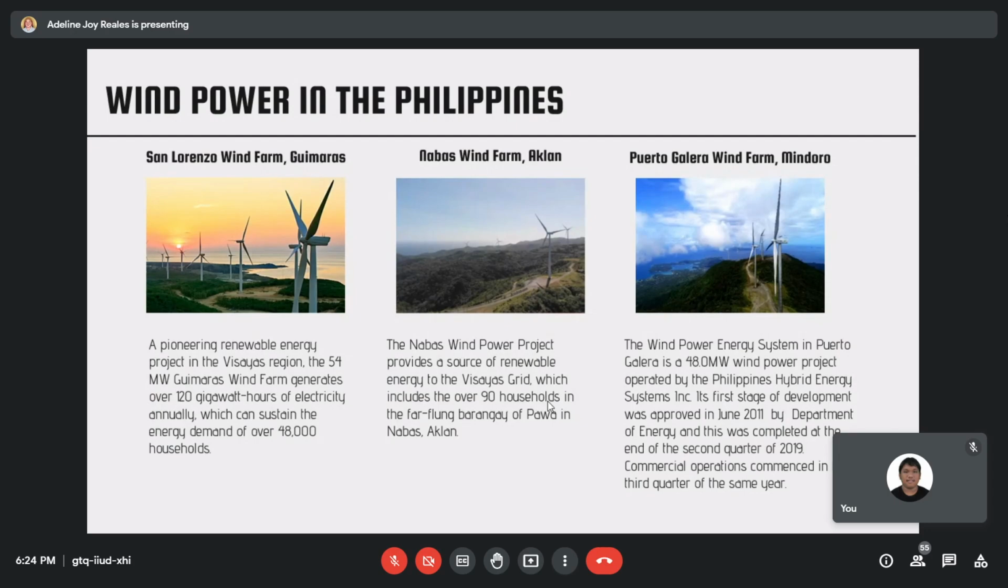And lastly, the Puerto Galera Wind Farm in Mindoro. The wind power energy system in Puerto Galera is a 48 megawatts wind power project operated by the Philippines Hybrid Energy System Incorporated, and its first stage of development was approved in June 2011 by the Department of Energy. This was completed at the end of the second quarter of 2019, and its commercial operations commenced in the third quarter of the same year.